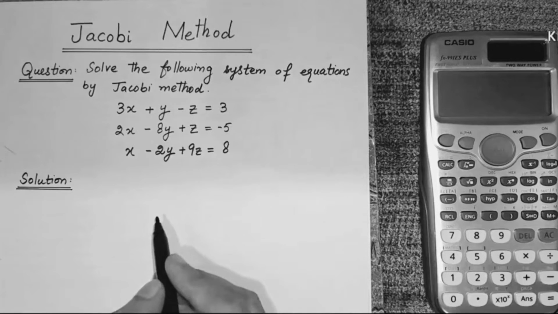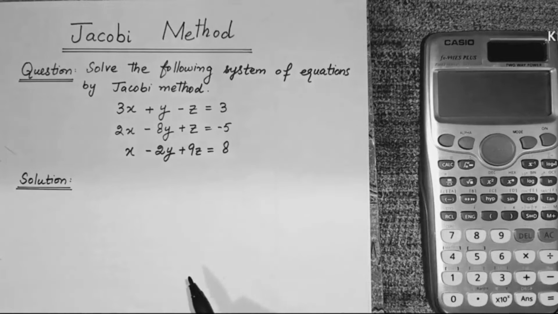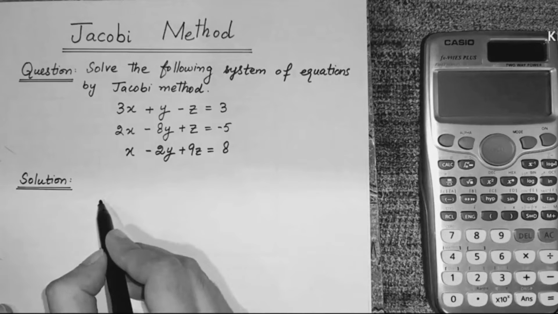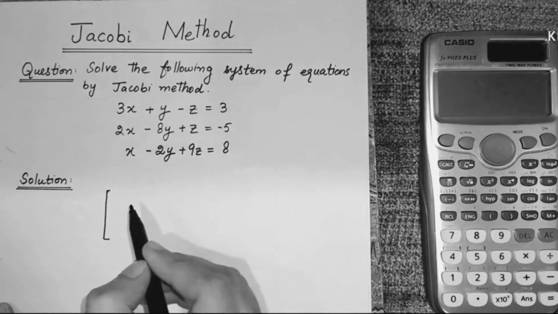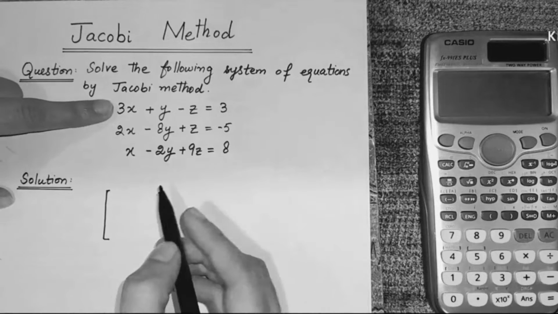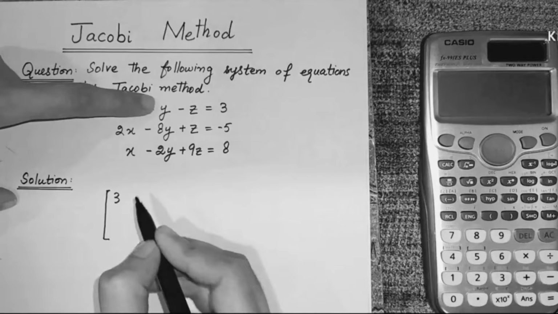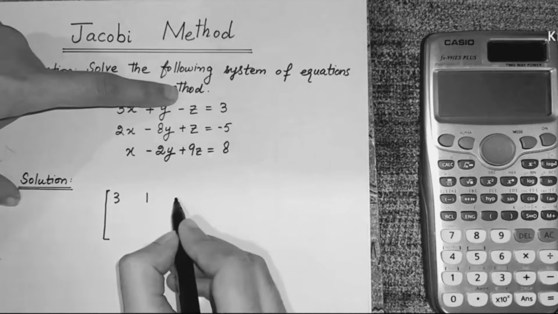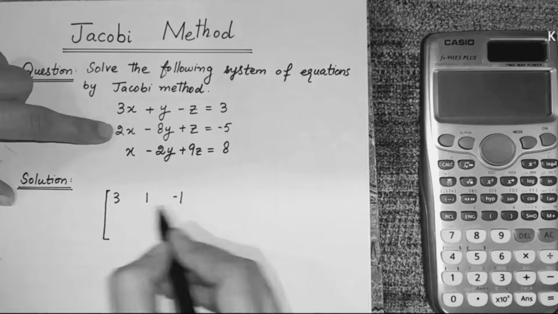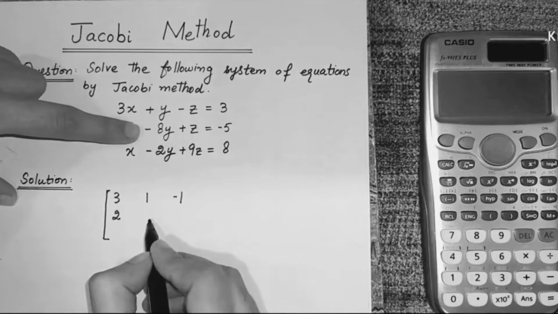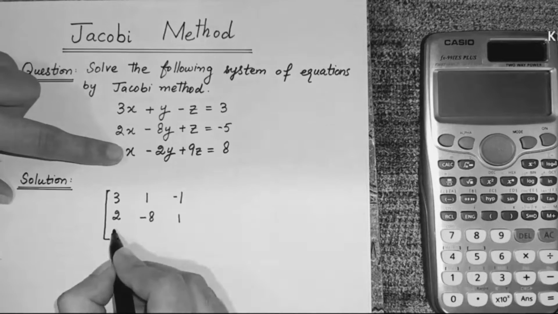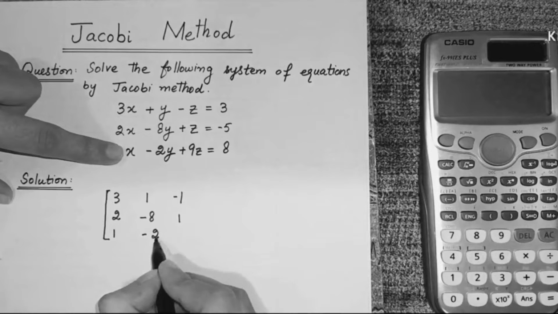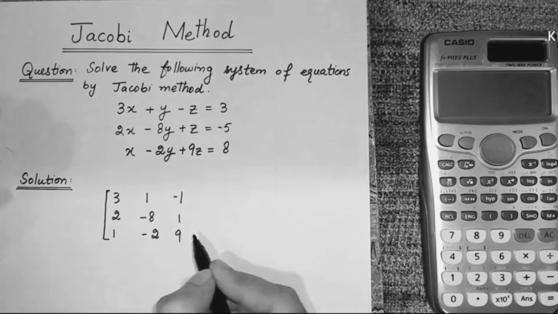So how do we check whether it is strictly diagonally dominant or not? Let's write the system in the form of a matrix. We have to write the matrix of coefficients. Here it is 3, 1, -1, 2, -8, 1, 1, -2 and 9.